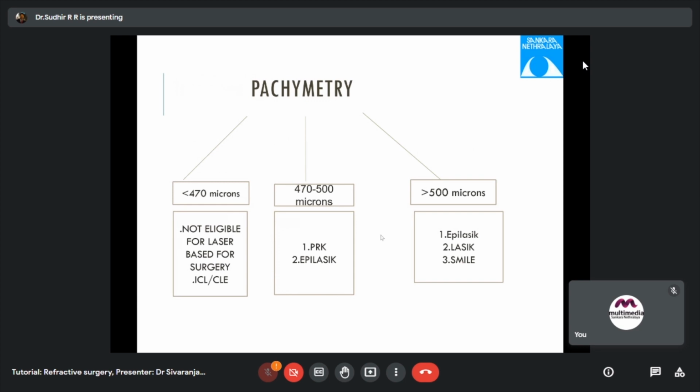Whereas SMILE and LASIK are indicated only if the corneal thickness is more than 500. You have to be safe. That's why we keep it at 500. There are some centers who do it at 475, 490, but safety is more important. We always keep it at 500 microns.